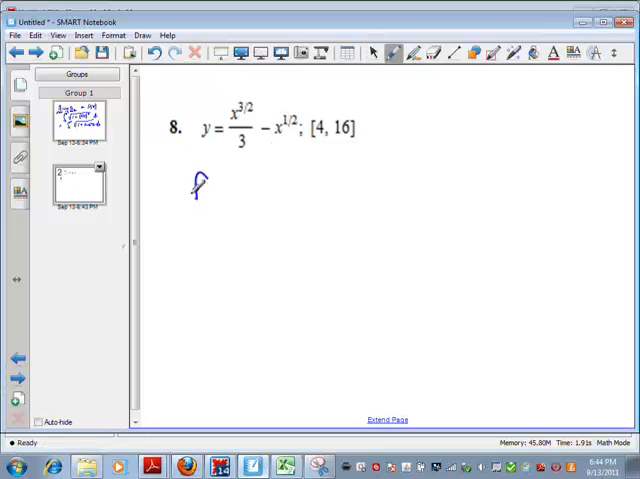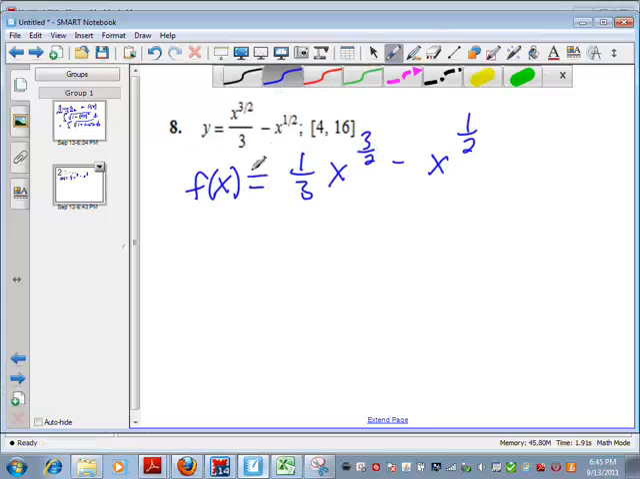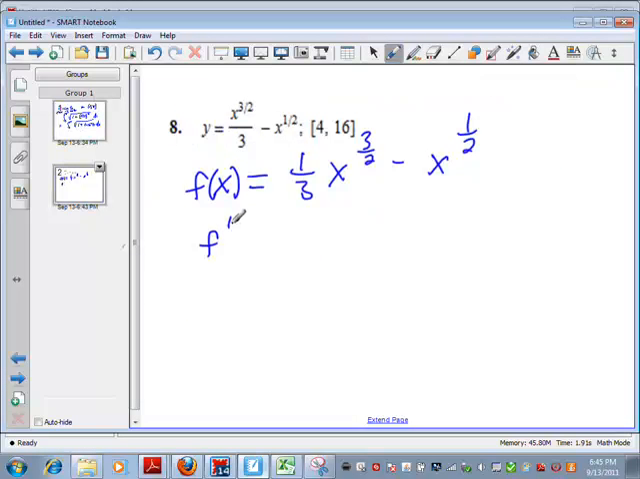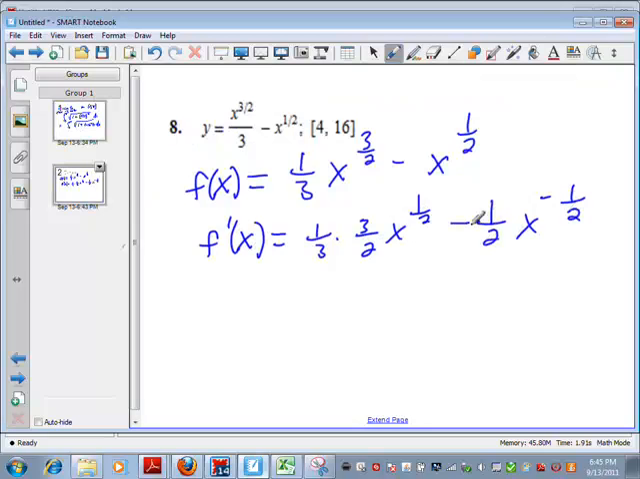So in this case, f of x is equal to 1/3 x to the 3/2 minus x to the 1/2. Keep in mind that we know what we're doing. We're just going to use this formula. F prime of x is equal to 1/3 times 3/2 x to the 1/2 minus 1/2 x to the minus 1/2. This is a derivative, not an antiderivative. Simplifying just a bit, 1/2 x to the 1/2 minus 1/2 x to the minus 1/2.